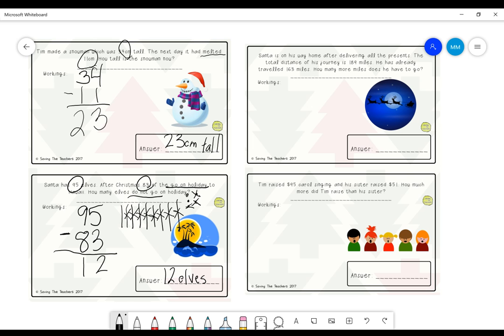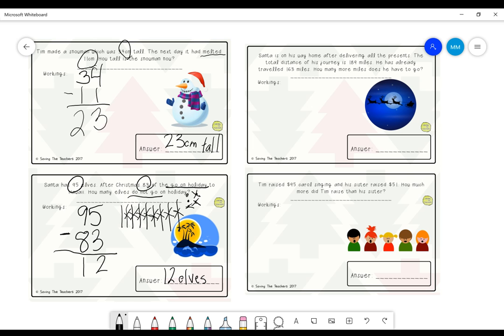All right, let's go on to our next problem with our reindeer. It says Santa is on his way home after delivering all the presents. The total distance of his journey was 189 miles. He has already traveled 163 miles. How many more miles does he have to go?